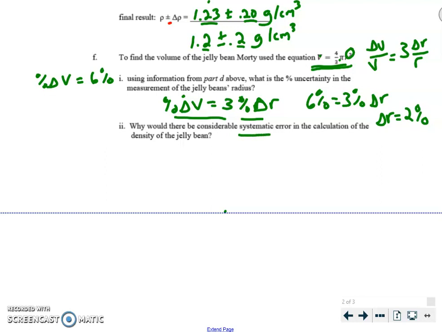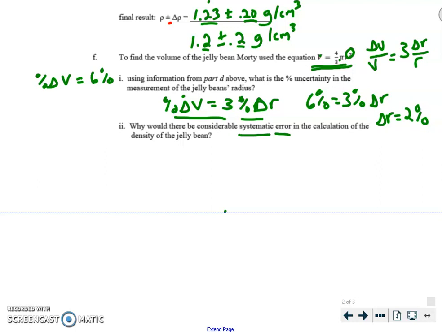Then I said there would be considerable systematic error in the calculation. Systematic means you're consistently doing the wrong thing. Not in this case because of the instrument. You have no evidence in this problem that there's something wrong with the instrument. Some of you said there was a scaling error or a calibration error, and so I gave you a half point for that because at least that goes along with systematic error.